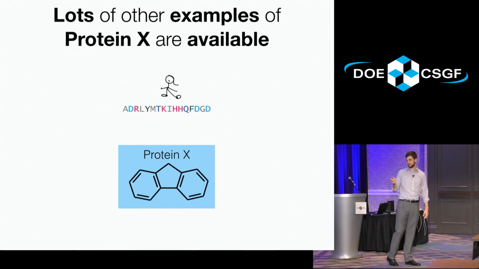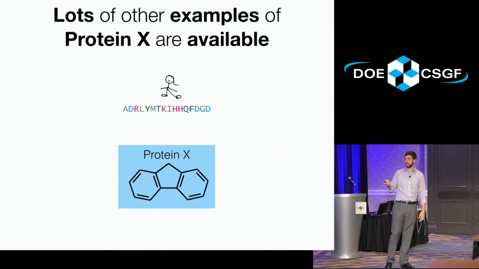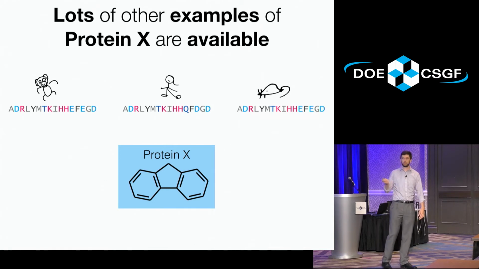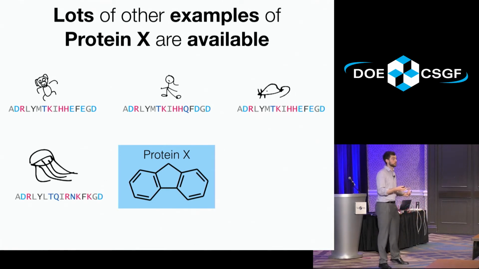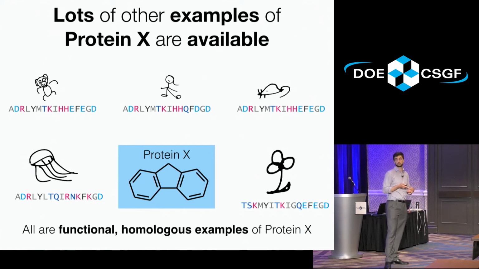Say we're interested in some protein found in humans that is central to metabolism. We pull that out, but then we also know that monkeys have the same protein, just slightly different, but it does the same function. Oh, and also mice have it too, maybe a jellyfish even, or a plant, that all have these same sequences. So these are all functional, homologous examples of a given protein. Homologous meaning that they share the same structure and function.